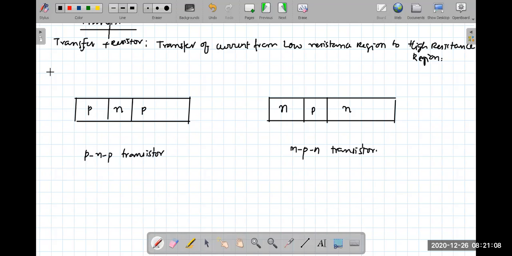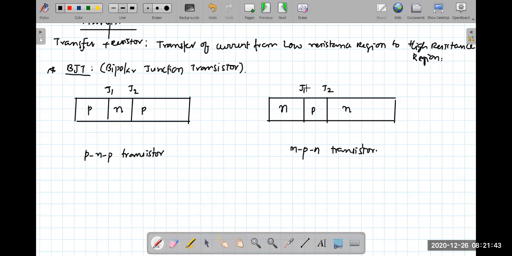Both these transistors are collectively called BJTs. BJT is nothing but bipolar junction transistor. Now here, between this P and N, there is one junction. Clear? So I can call this junction J1. Here between N and P, I have another junction, so this is junction J2. So here also, junction J1, this is junction J2.